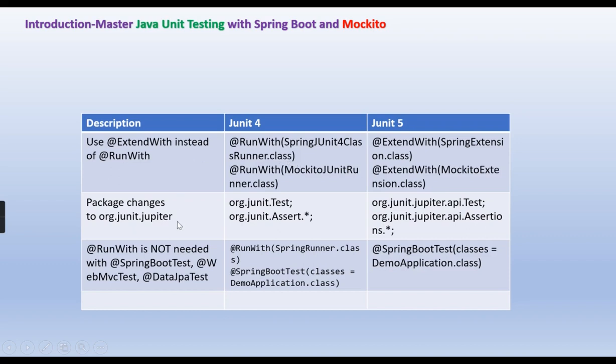Second, package changes are also there. In JUnit 5 we use org.junit.jupiter.api.Test and Assertions, whereas in JUnit 4 it is org.junit.Assert.*. And RunWith is not needed with @SpringBootTest, @WebMvcTest, or @DataJpaTest. If you are using those, RunWith is not at all needed. That is what it is saying.